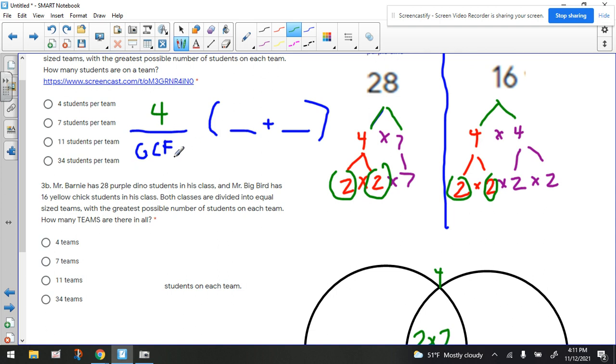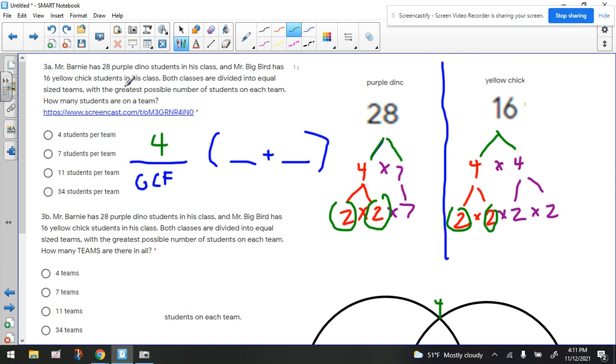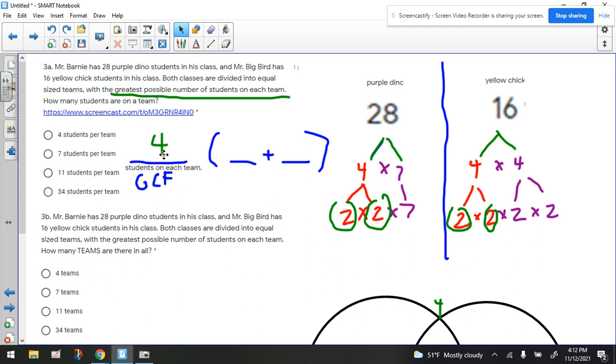Now, when you come up with the GCF, you want to really make sure you know what the label would be. How do you figure that out? Let's go back to the word problem and see where it says greatest number of what? Greatest possible number of students per team. So that's what the GCF is: students per team. Now we also have to make sure we know what the label is here. In class we talked about how it should be something per something. So it's students per team.